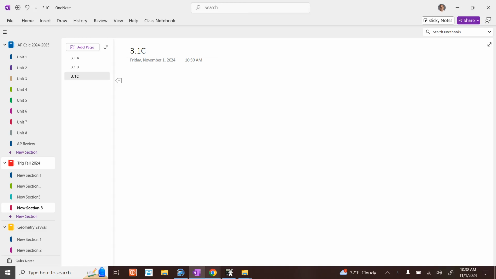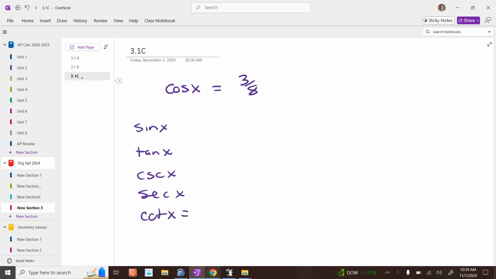What we're going to learn about today is: if the cosine of x equals 3/8, what's the sine of x, the tangent of x, the cosecant of x, the secant of x, and the cotangent of x? And let's say we're in quadrant number 4.